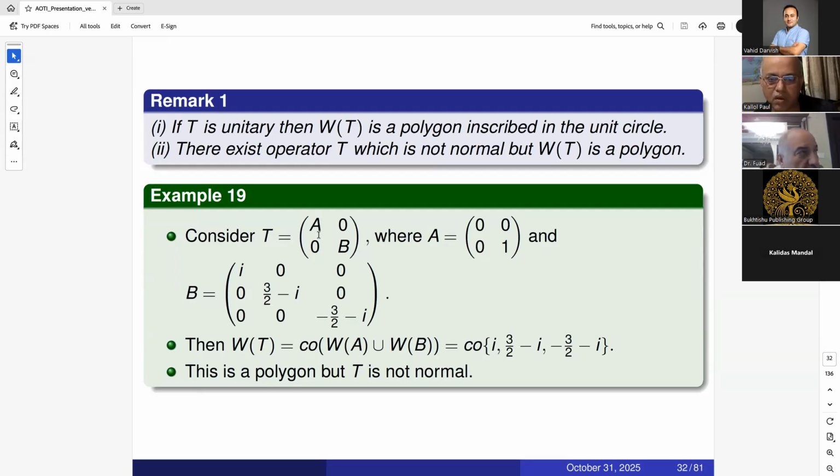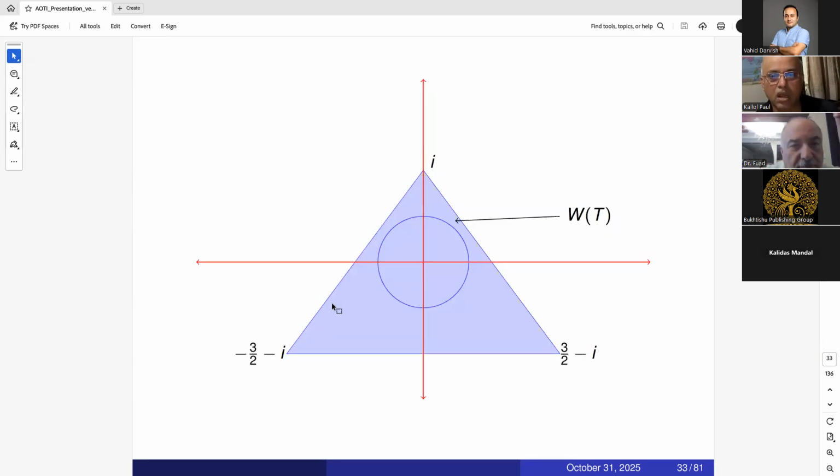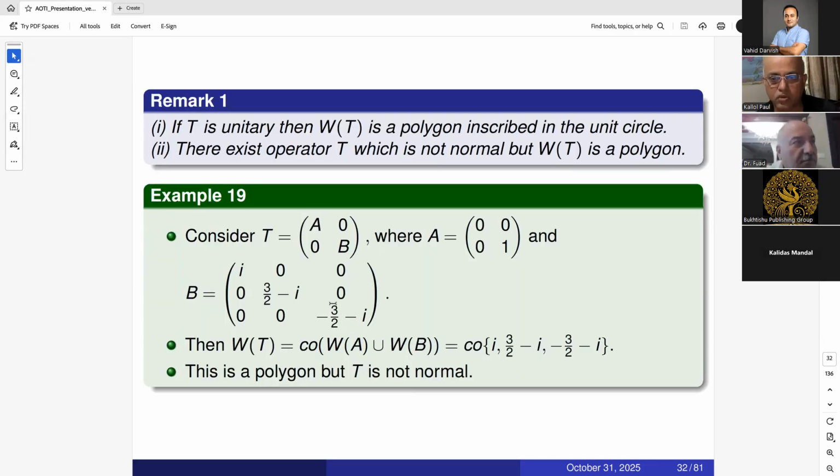If you look at this operator A, it is not normal. This is somehow mistaken; it should be 0, 1, 0, 0. So you should be careful. The matrix is 0, 1, 0, 0, not diagonal. It should be 0, 1, 0, 0, so you can look at this.